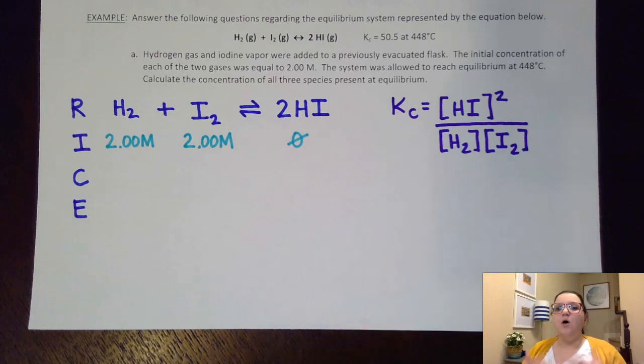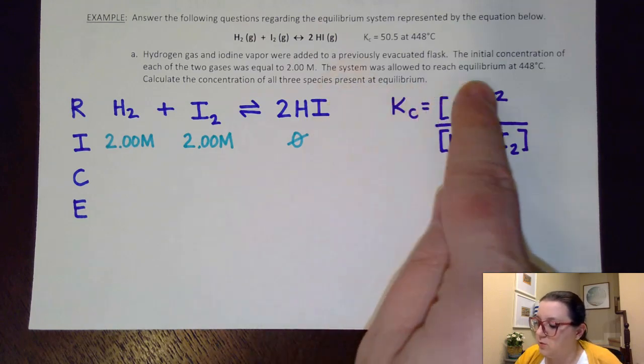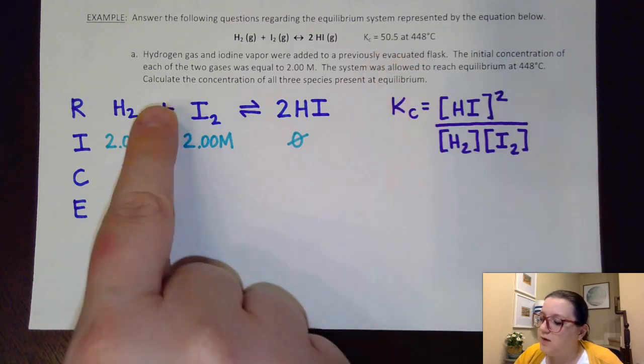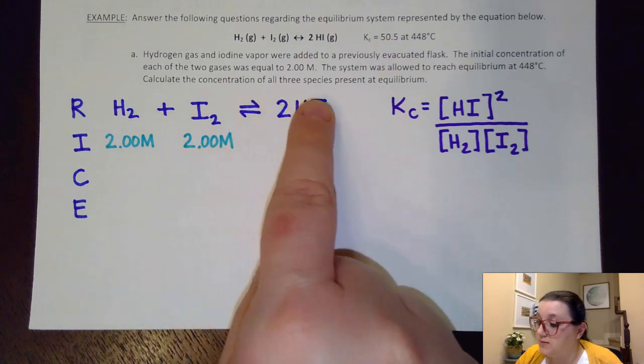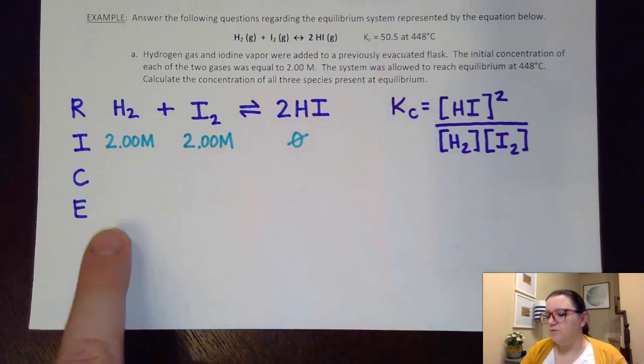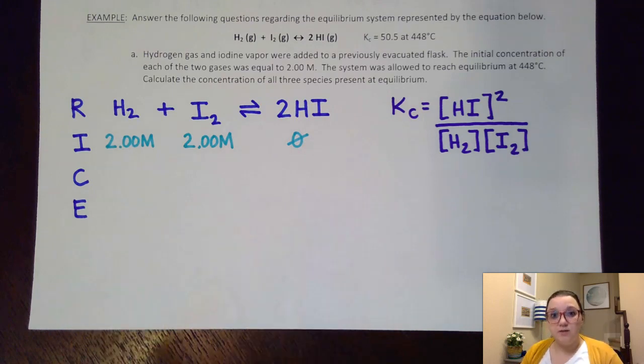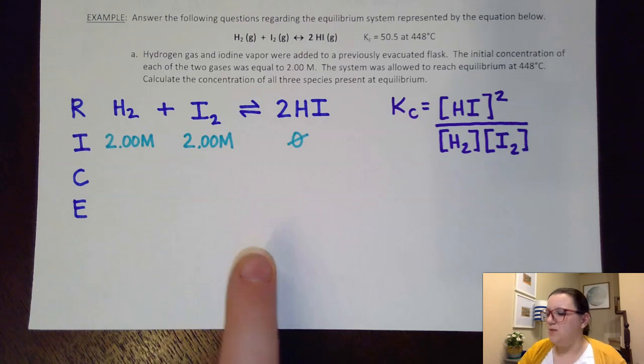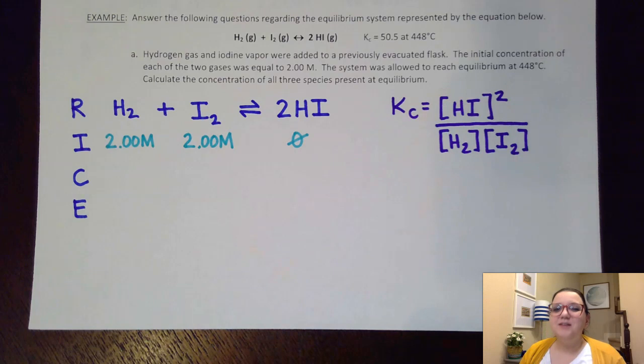Then I want to ask myself, let's think about what we're trying to solve here. It says that the system was allowed to reach equilibrium at 448, meaning that the Kc value is going to be that 50.5. And we want to calculate the concentration of all three species present at equilibrium, meaning I'm trying to figure out what the concentration of each of these three substances would be once we reach equilibrium. To do that, I need to think about how things are going to shift around so that I can start to fill in some information on this table and then utilize this equation to help me solve for these unknown concentrations.